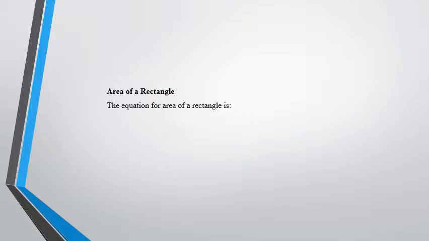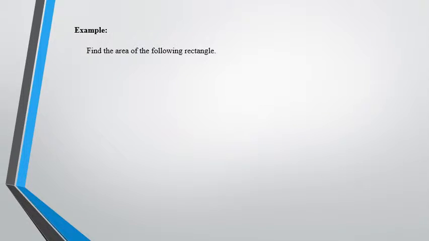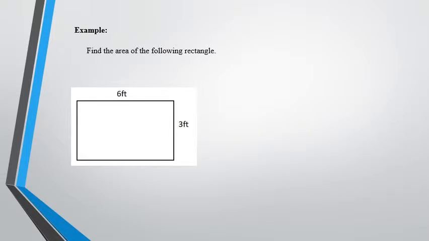To find the area of a rectangle, we have an equation. That equation is area equals the length times the width. So for example, if we wanted to find the area of the following rectangle that has a length of 6 and a width of 3, we use our area equation for area of a rectangle. So the area is 6 feet times 3 feet for a total of 18 feet squared.